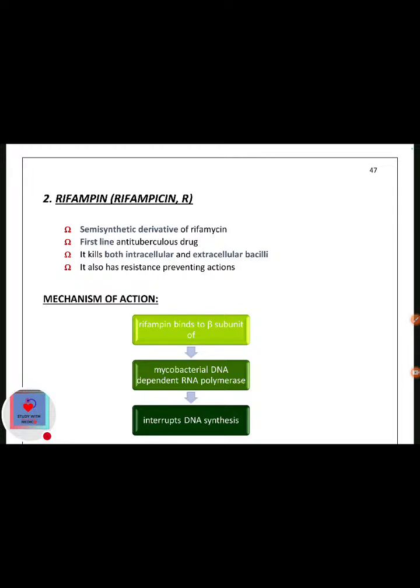Disclaimer: this information is for general knowledge and educational purposes only and does not constitute medical advice. Always consult with a qualified healthcare professional for any health concerns or before making any decisions related to your health or treatment.